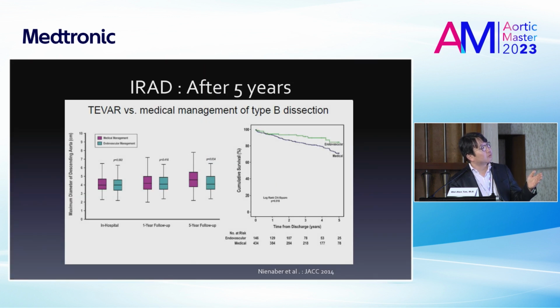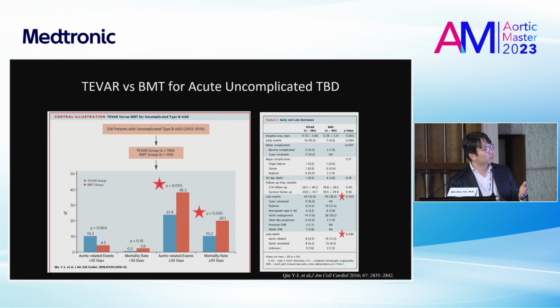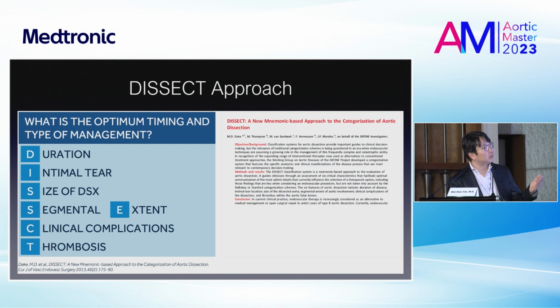And also from the IRIS study, after 5 years, you can see that we have quite promising results from the endovascular group. And this is another study treating acute uncomplicated type B dissections, where the TEVAR group has two significant findings. One is that they have fewer aortic-related events after 30 days, and they have a lower mortality rate after 30 days. So this is very important if you really want to put your patient with acute uncomplicated type B dissection through early TEVAR.